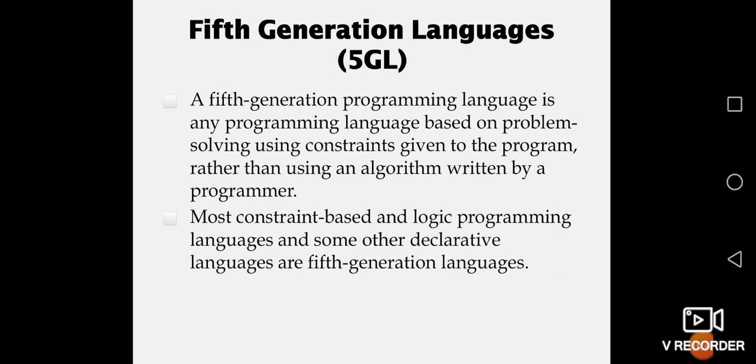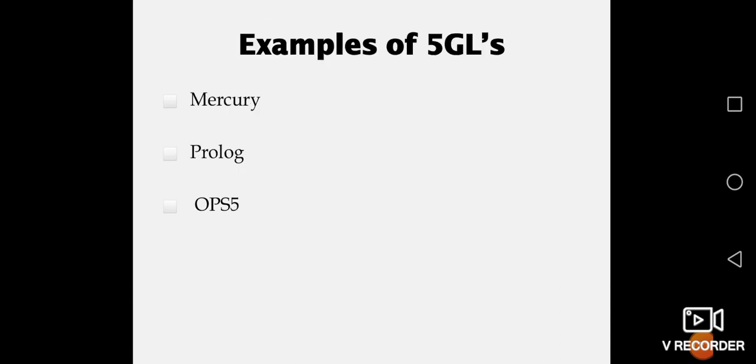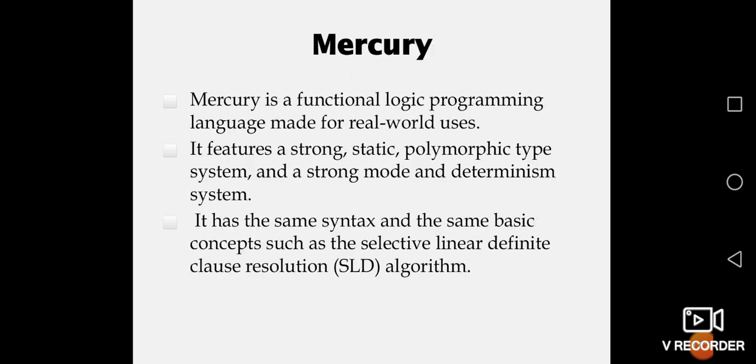Then we are moving on to fifth generation languages, which is problem solving using constraints given to the program. Actually, it has an algorithm written by the programmer. It is more constraint based. All the logical programming languages, actually, will not have a structure built in. You don't have to learn the structure or anything. You just have to give your own logic statement, how to reduce or how to increase and how you want it to be. The examples are Mercury, Prolog, OPS5, and so on.